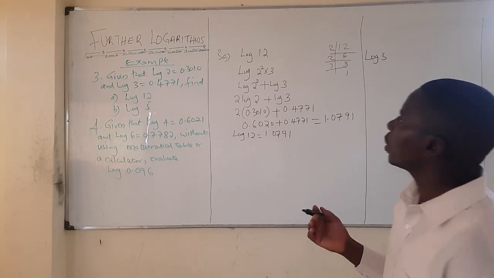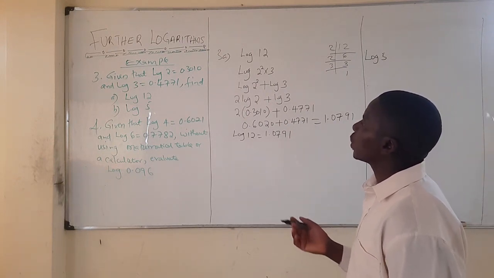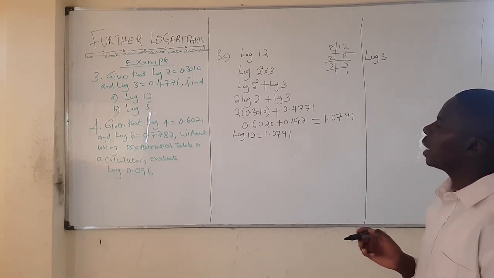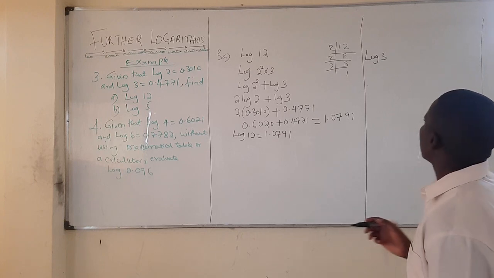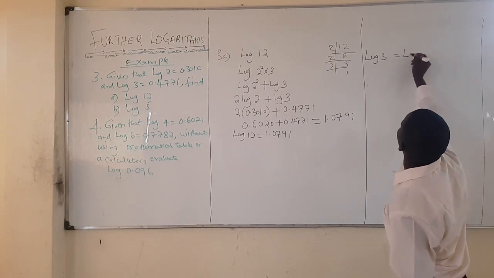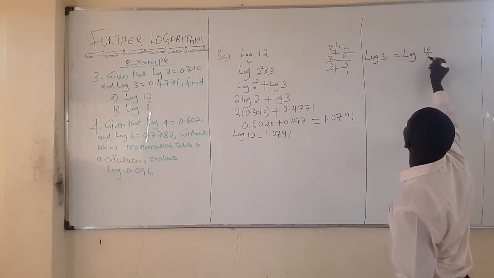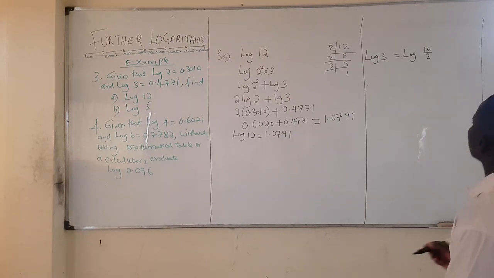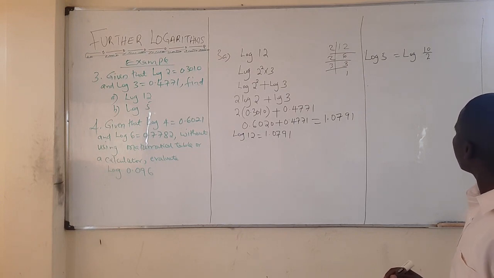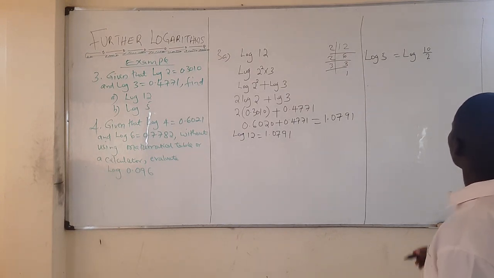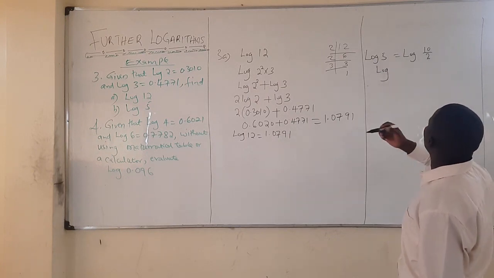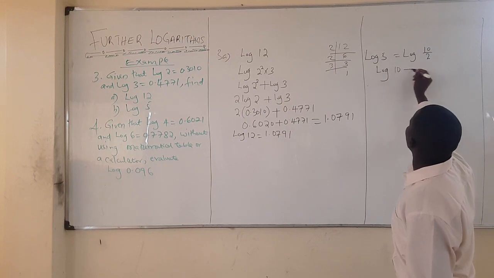So we have been given the log of 2 and the log of 3 to solve that. So we need to express 5 in terms of 2 and 3 of the like. And in this case, the log of 5, we can write it as the log of 10 divided by 2. Of course, 10 divided by 2 is 5. And the log of 10, we know that one is going to be 1.